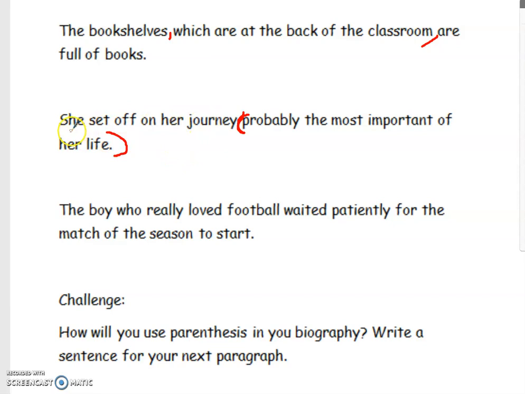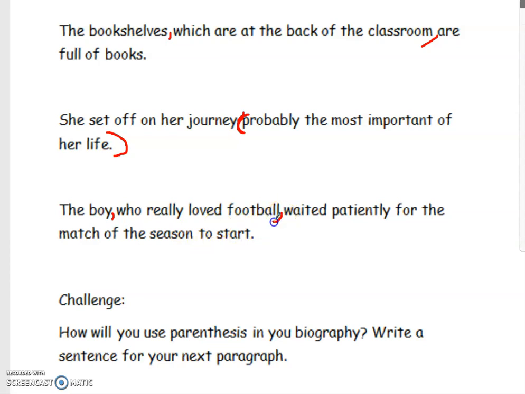And that would make sense. She set off from her journey, probably the most important of her life. It adds that bit extra information. The boy, who really loved football, waited patiently for the first match of the season to start. Makes sense, doesn't it?